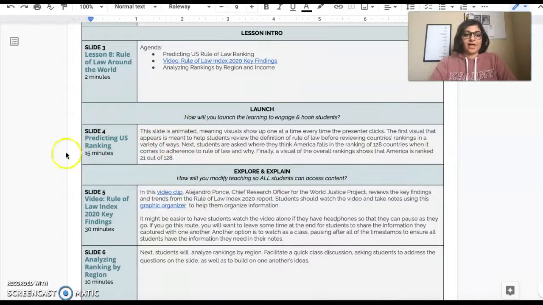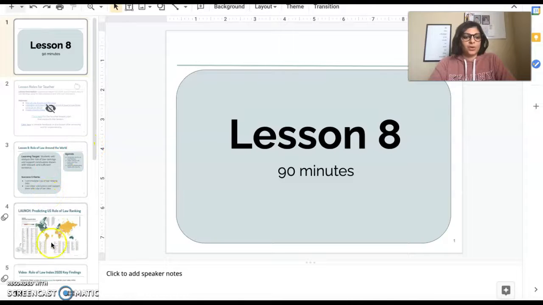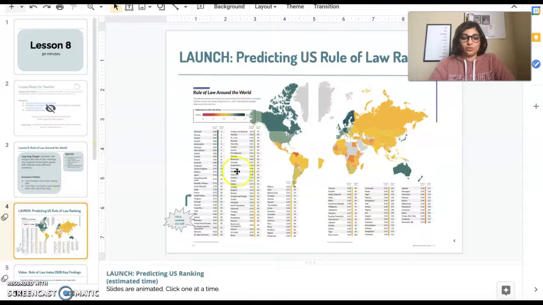So the first slide, there's 15 minutes devoted to this aspect of the lesson, and basically the slide is animated, meaning that visuals show up one at a time every time the presenter clicks. I wish I could show it to you, but once I go in present mode, it messes up my video. Under this visual, there is the definition of the rule of law as a reminder, and then there's a question that just says, where do you think the U.S. is ranked, to prompt a discussion before this information shows up that the U.S. is actually ranked 21st out of 128 countries.